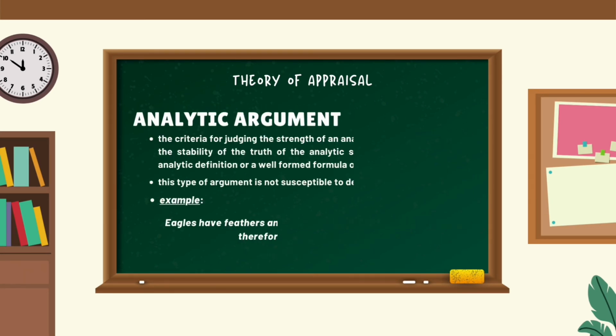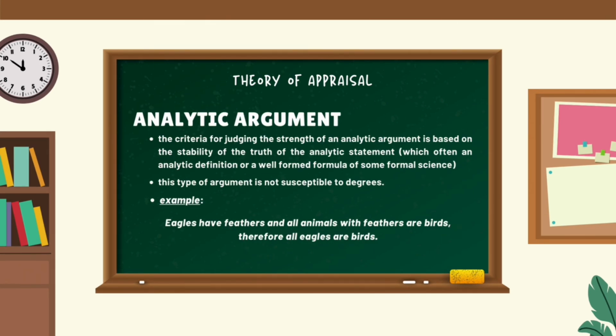Next is the analytic argument. The criteria for judging the strength of an analytic argument is based on the stability of the truth of the analytic statement. This type of argument is not susceptible to degrees. Example statement: eagles have feathers and all animals with feathers are birds. Therefore, all eagles are birds.